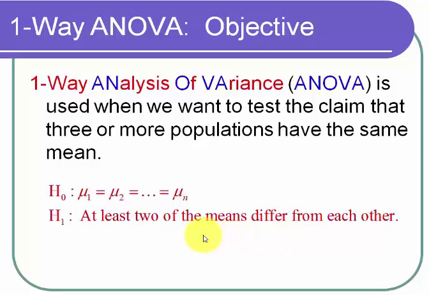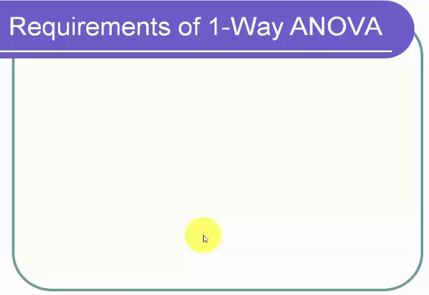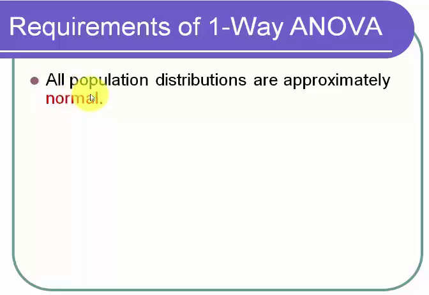So it turns out that ANOVA is very difficult to use. There are many, many assumptions that we have to make in order to use ANOVA, or requirements that we have to check. So let me go over the requirements. This is just an elementary statistics course, so I don't expect you to fully understand how to check the requirements, but I do want you to be aware of the requirements. The first is that all population distributions are approximately normal. That's actually a very difficult requirement to have.